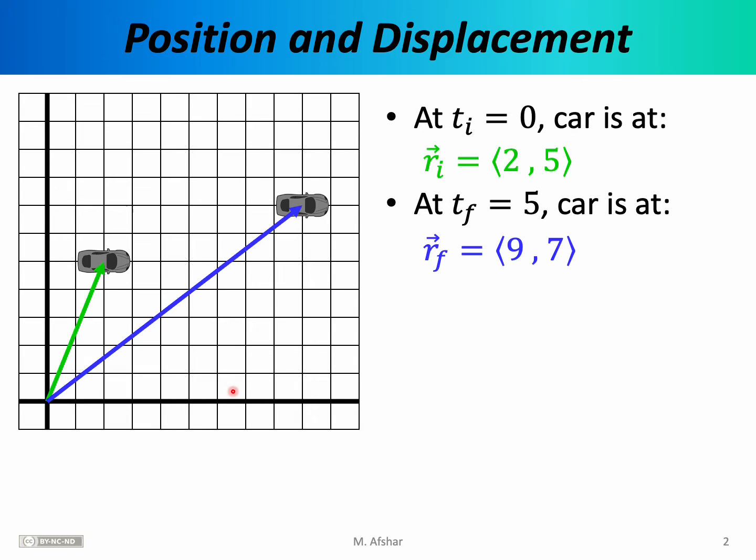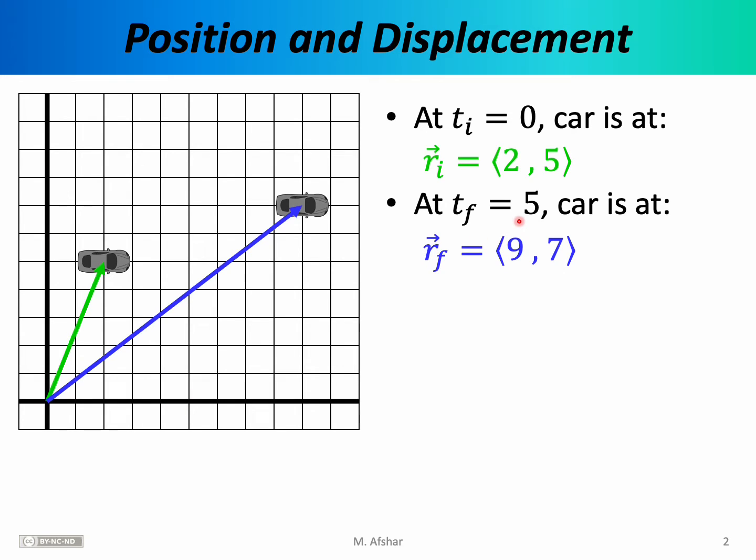Based on our coordinate system, we can see that the initial position of the car is represented by this green vector here. To be a little more precise, we can say that at some initial time, let's say 0, the car has position 2, 5. Notice we're using vectors to represent the two-dimensional motion of this automobile on a two-dimensional grid.